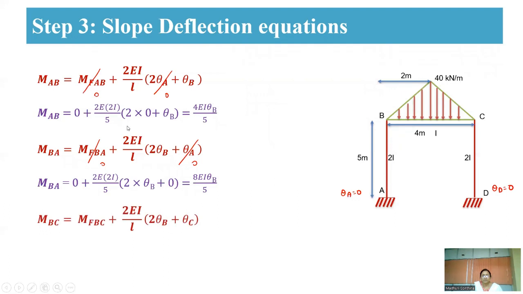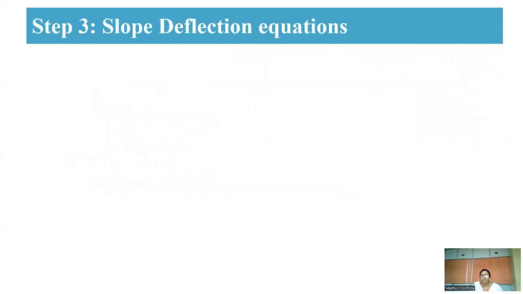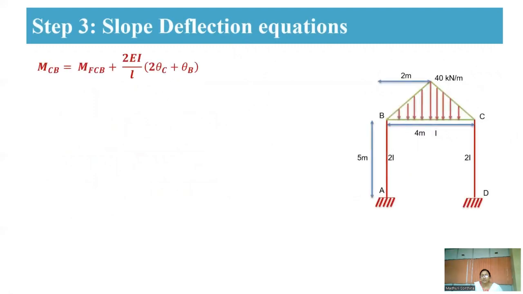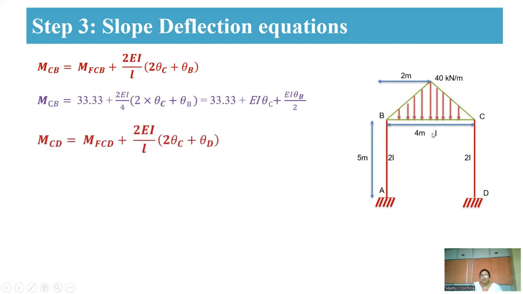Similarly for MBC also. Here for MFBC, you're having a moment of 33.33, which is of negative value, and here you're having both rotations, theta B and theta C. So that is this equation. Similarly, in the next step, you're having MCB. MCB also has a moment of 33.33 as the fixed end moment, and then theta C and theta B are there. And then MCD, again here you are having theta D equal to 0. Therefore, there is no external moment and theta D is also equal to 0.